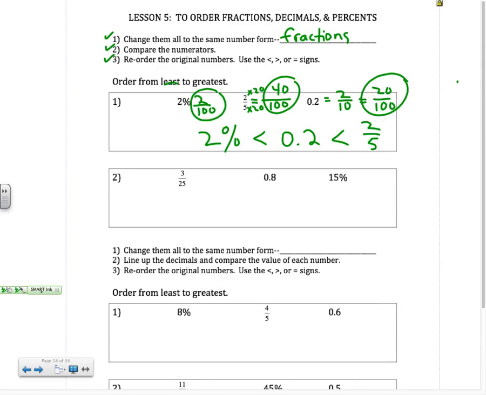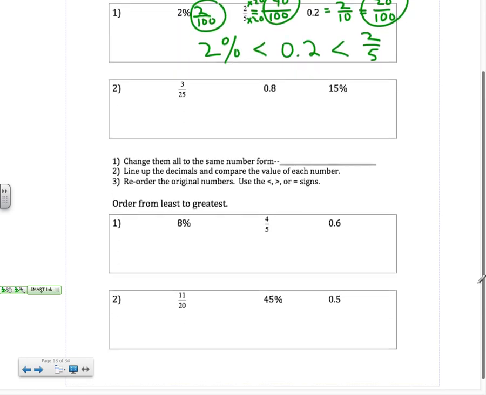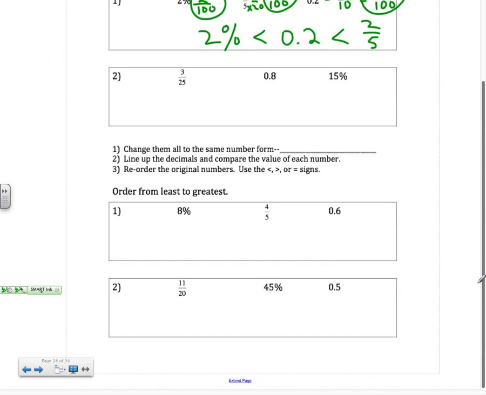All right, changing them all to decimals. Let's look at the second way we can do this. Let's change them all to the same number form. This time we're going to be using decimals. And the method for this is line up the decimals and compare the value of each number. So we'll look at the tenths and hundredths digits to compare. Then we'll reorder the original numbers.